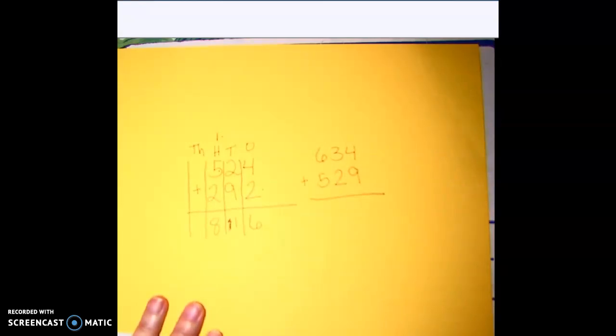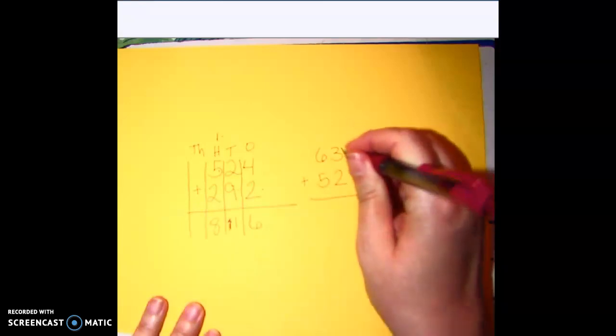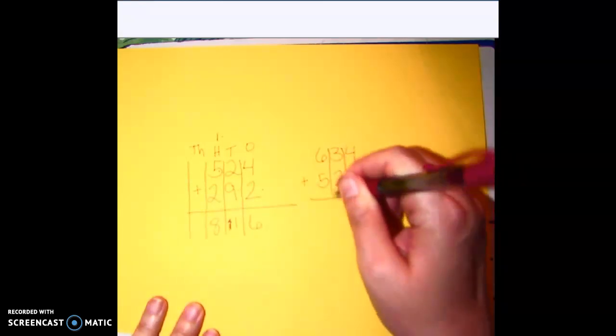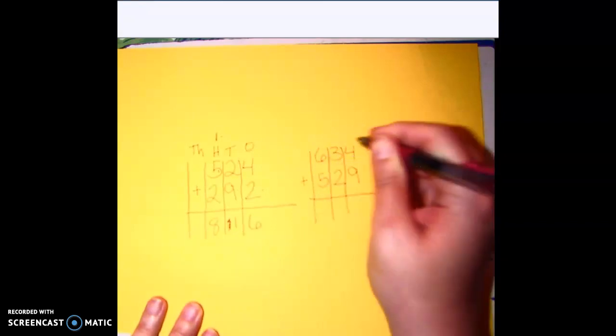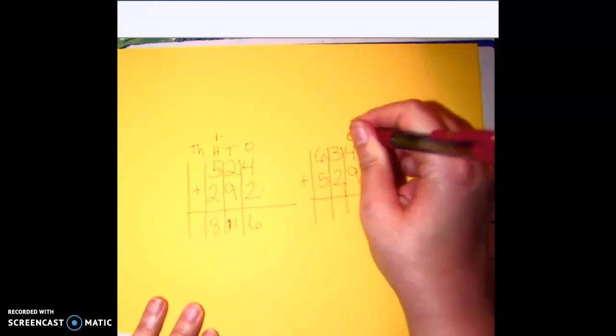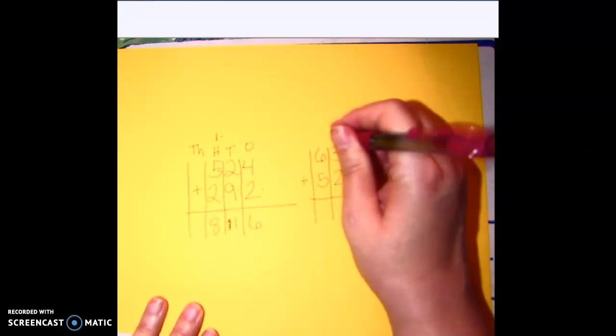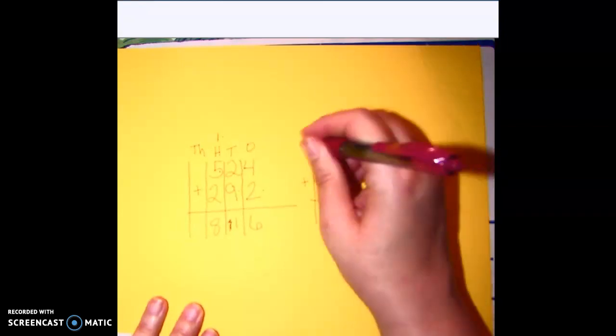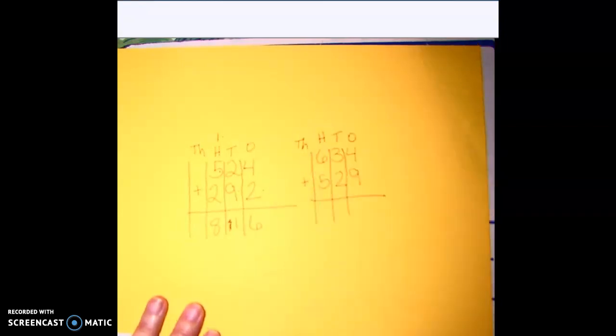Okay, guys, now that you're back, please make sure that you're showing each one of these steps. You're going to divide that, divide that, divide that. On top of here on your paper, you should have an O. Here you should have a T. Here you should have an H. And here you should have a TH.